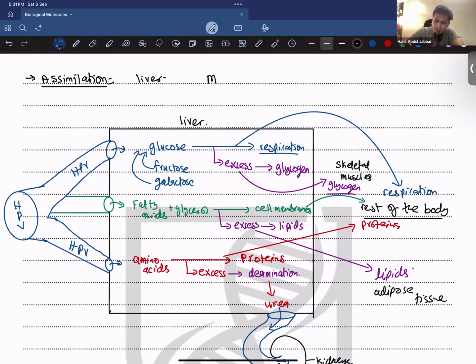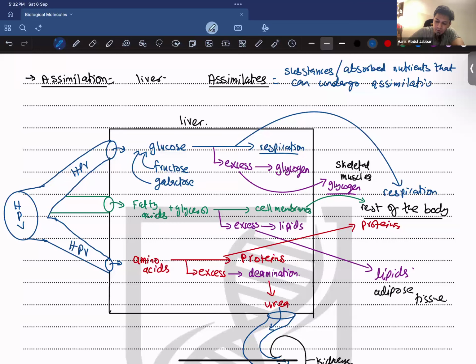Assimilates. What are assimilates? Substances, absorbed nutrients that can undergo assimilation. ठीक है, मेक सेंस? यहाँ तो कोई मसला? ओके, नहीं ऐसा कुछ भी नहीं है एग्जाम. ऑल राइट.